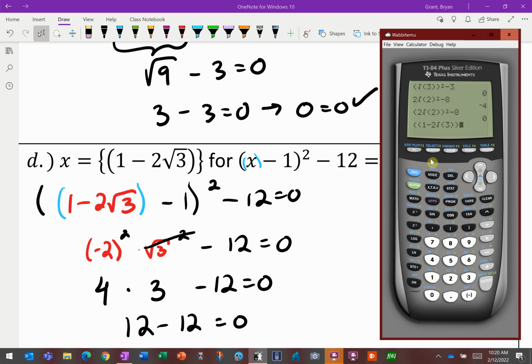I need a second one to group 1 minus 2 square roots of 3. So that's the blue parenthesis that I just put. Now I need a minus 1, not a negative 1, a minus 1. I need to close the third set, 1, 2, 3, 1, 2, 3, square it, and then subtract 12. And hopefully I've done everything correctly, and we should end up with 0. Whew, we did it. Excellent.